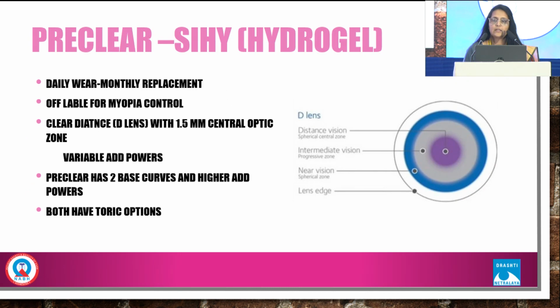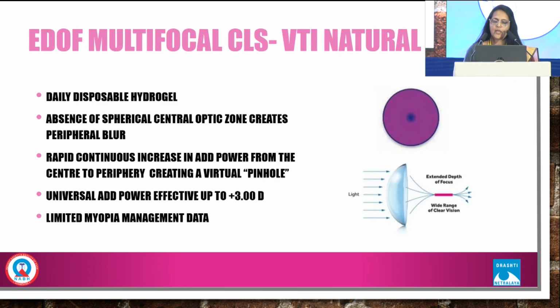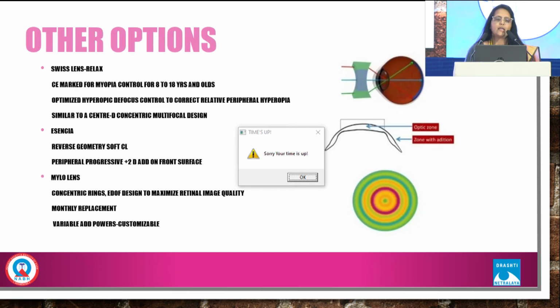Another newer lens is the Pre-Clear lens, which is not available in India. It is a daily wear lens, monthly replacement is possible, and a clear distance lens with a 1.5 millimeter concentric optic zone. Variable add powers are available and both have toric options also. Another lens available is the VTI Natural View lens, which is again an EDOF lens. It is a daily disposable lens, and there are lots of other options. Swiss lens, Essentia Milo lens, which are all not available in India.